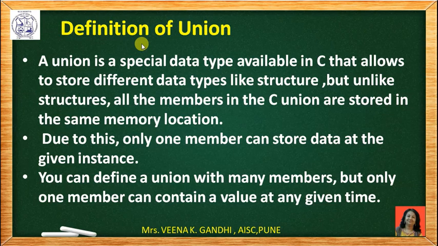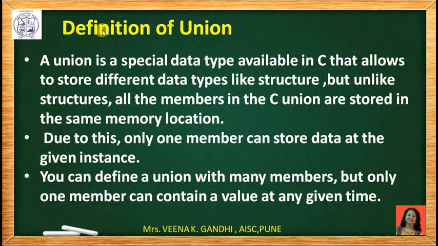In that case, union comes into the picture. Union allows you to store multiple data of different types, but in the same memory area, and only one member is active at a time. So only one member can store data at a time. So union is useful in that case. Let us see the definition of union.